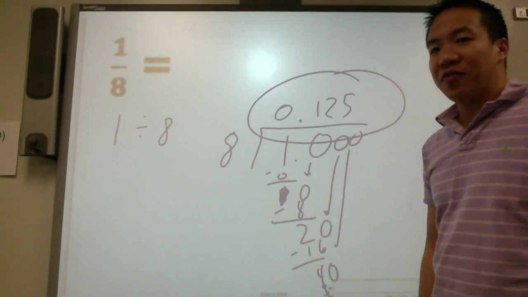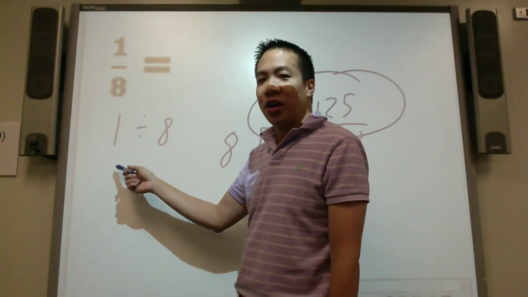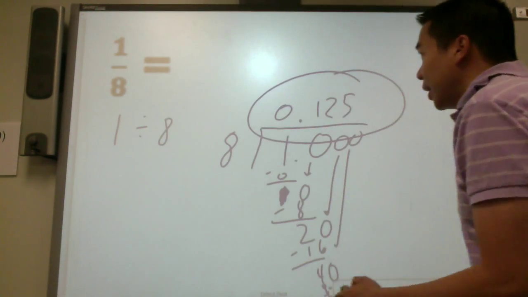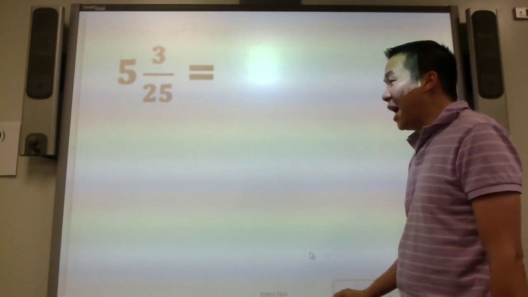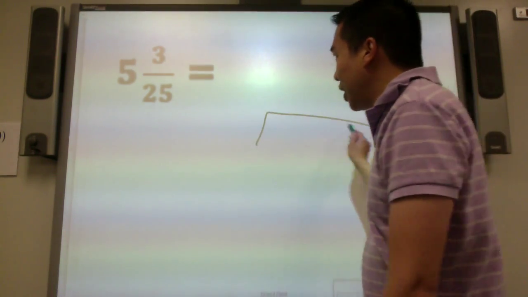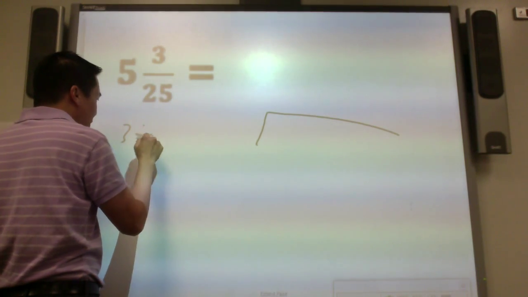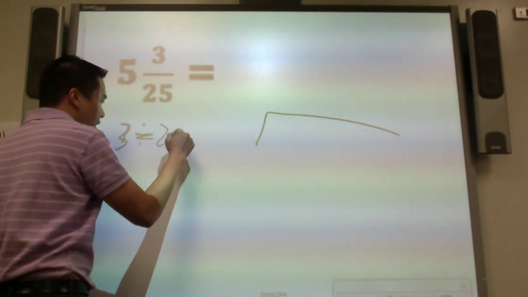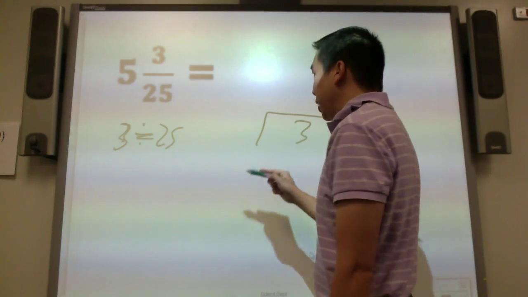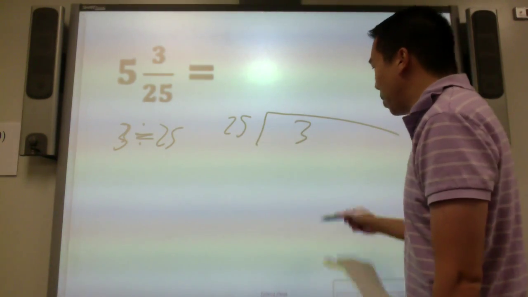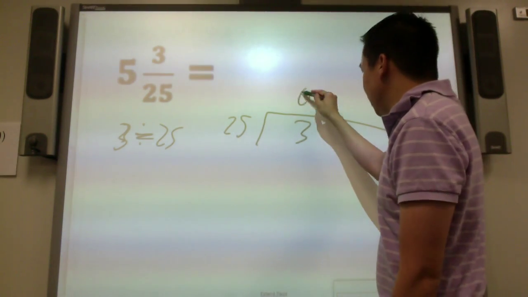0.125 is equivalent to 1 divided by 8, or 1/8. Let's try a harder one. 5 and 3/25. Again, how do you turn this fraction into a decimal? It's 3 divided by 25. So you have 3, you're dividing it into 25 parts. Can 25 go in 3? 0 times.